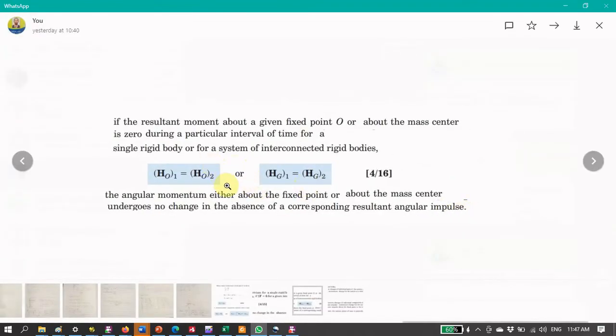When we talk about angular motion, if the resultant moment about a fixed point, for pure rotation, or when we have general plane motion, if the resultant moment is zero for an interval of time, the angular momentum for pure rotation and the angular momentum for general plane motion will be conserved if the angular impulse is zero.